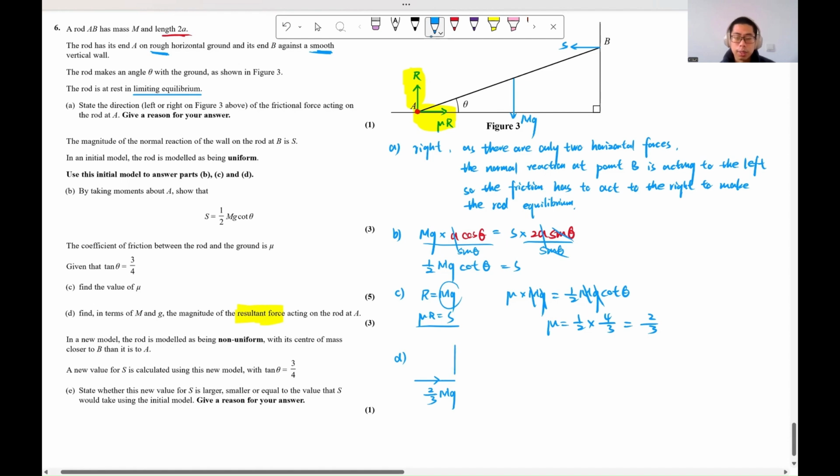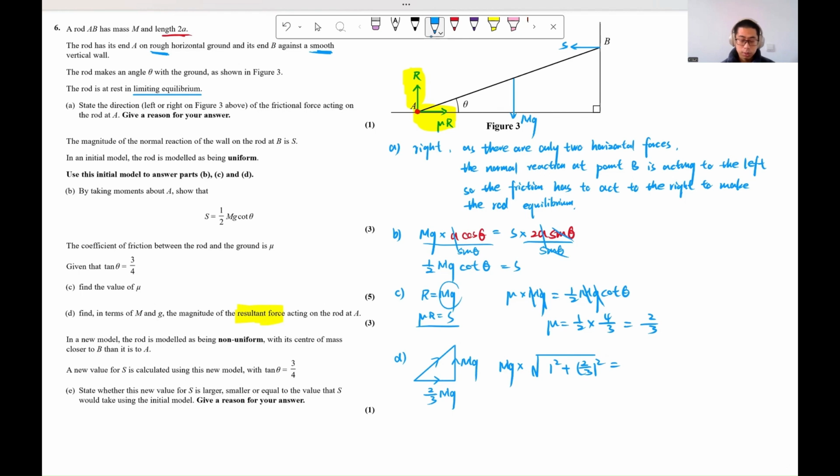And then for the vertical direction, R is just equal to mg. So we just have to do Pythagoras to find the magnitude of the resultant force. Because they are in terms of mg, we can just leave mg out. So mg times the square root of 1 squared plus 2/3 squared. Putting it in the calculator, that'll be root 13 over 3 mg. So that'll be the answer for part D.